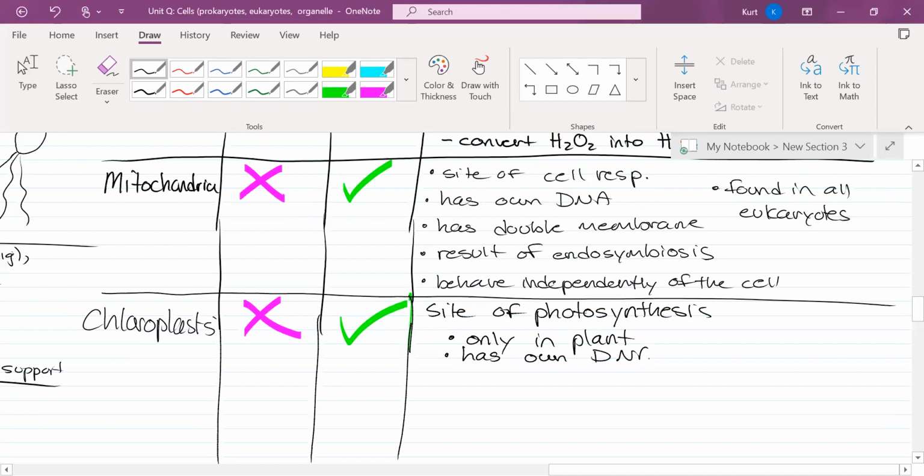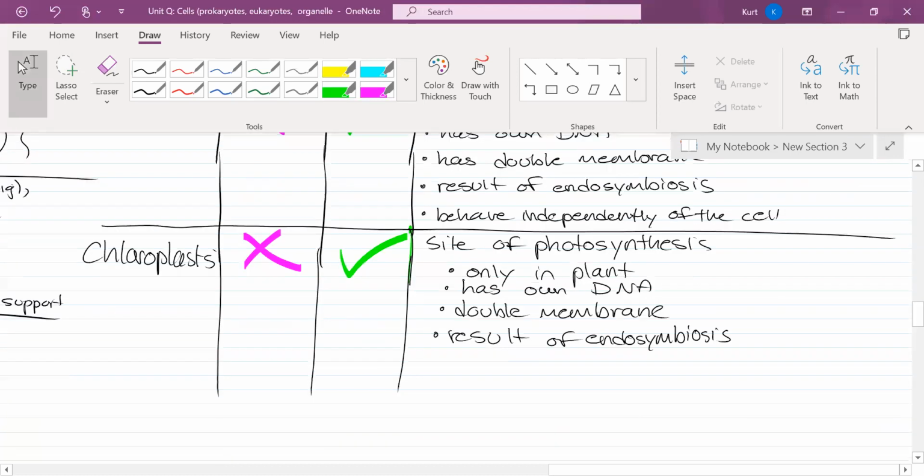It has its own DNA. Again, you're going to see a lot of same things with the mitochondria. Double membrane. It is a result of endosymbiosis. And they behave independently of the cell.